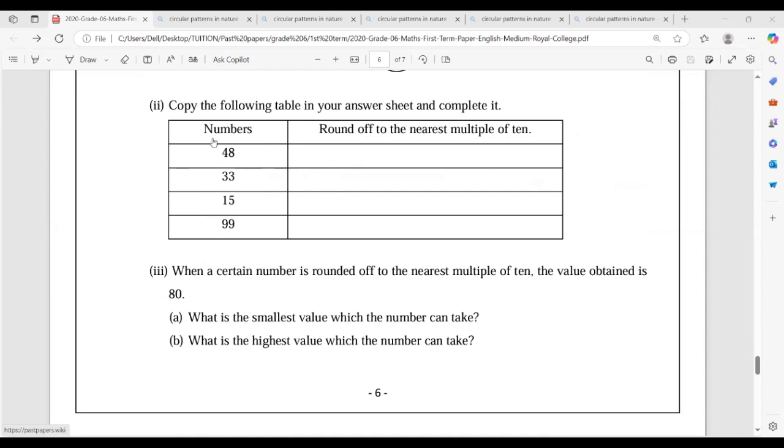So copy the following table in your sheet and complete it. When you have to round these numbers to the nearest multiple of 10, it's going to be 50. 48 goes to 50, right? 33 goes to 30, and 15 goes to 20, 99 goes to 100. This is the nearest multiple of 10 when you have rounded off.